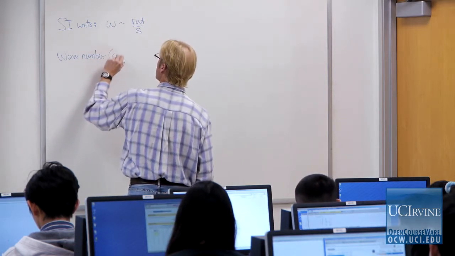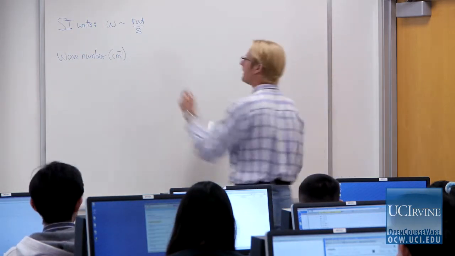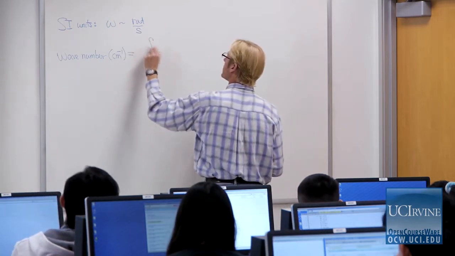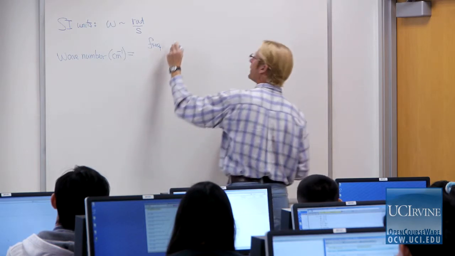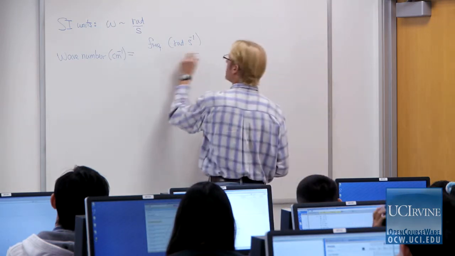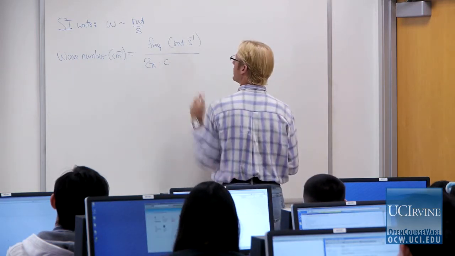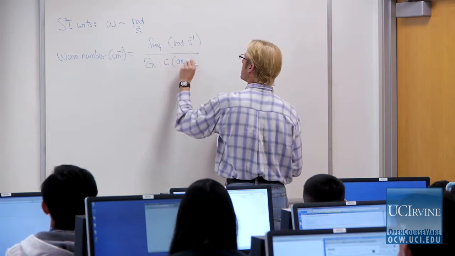Now let's have a look at the definition of the wave number. This is something that you may not have seen, although in physical chemistry you should either see it soon or have already seen it recently. The wave number has units of cm minus 1, which is not a standard SI unit because it's centimeters. What that is, is frequency in radians per second divided by 2 pi, so that'll get rid of the radians, and then times the speed of light in centimeters per second.